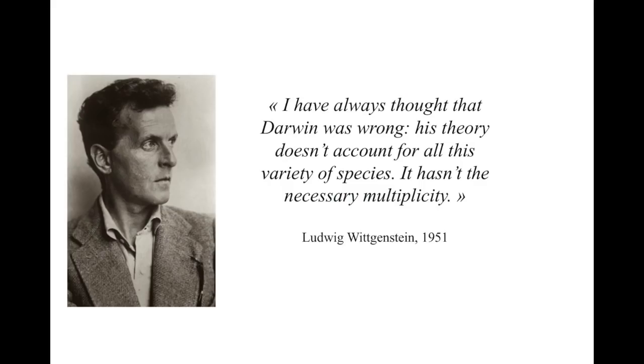And in fact, here I quote a very famous philosopher who had this quote about this. Wittgenstein had this quote in a correspondence to a friend: "I have always thought that Darwin was wrong. His theory doesn't account for all of this variety of species. It hasn't the necessary multiplicity." And in some sense, you may argue with Wittgenstein about this, and I will do that.